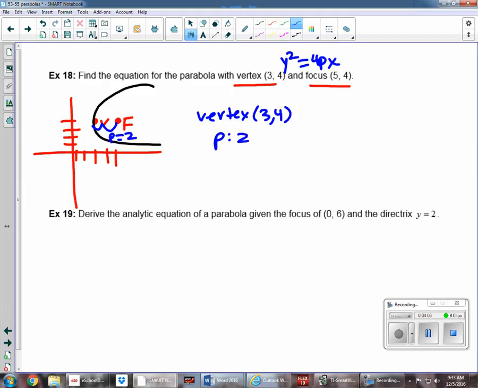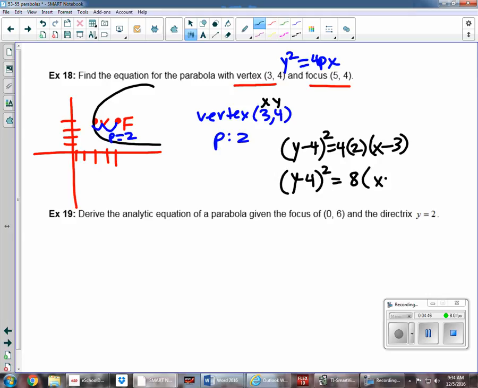In case you are wondering why p has been positive so far, it's because p is a directed distance, and we have been moving in the positive direction on the x or y axis. If you wanted p to be -2, your parabola would be facing left in this case instead. Now if you fill in the equation, remember the vertex is an x and y value. So instead of y squared, I'm going to negate the 4 and have y minus 4 squared equals 4 times the value of p, which was 2, times x minus 3. That leaves me with y minus 4 squared equals 8 times x minus 3.